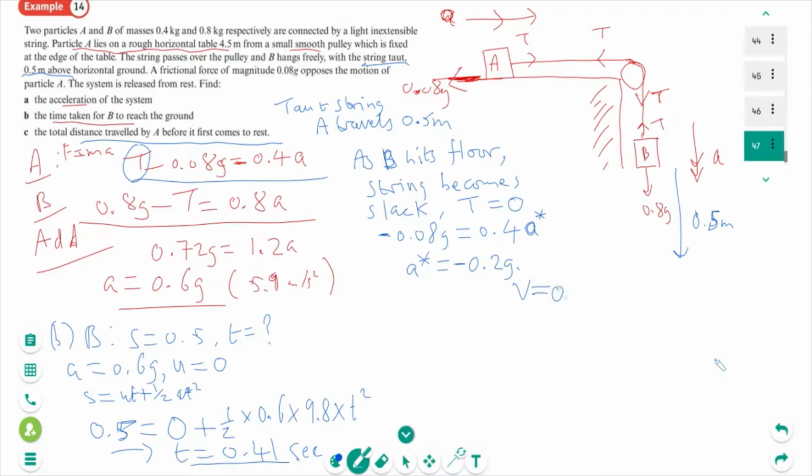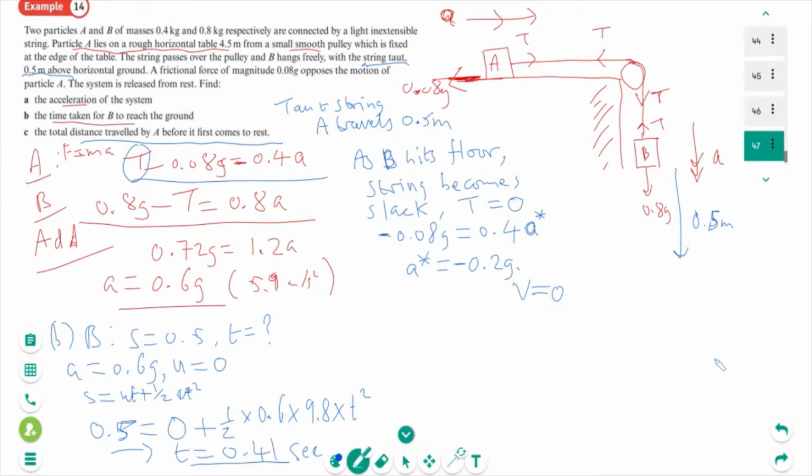So we need to figure out from the situation what the U value is. What is the speed of A when it starts to decelerate? When the string becomes slack, the speed of A will be exactly the same as the speed of B when it hits the ground. That's the idea, and it's something you can work out. So you work out the speed of B as it hits the ground using a suvat.